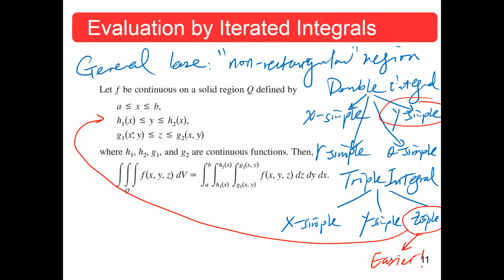So Z simple region, first of all, Z must be bounded between two functions. So Z must be between G1 function and G2 function, and those are about X and Y. And after that, you look at X and Y. One of them will be bounded between two constants. Suppose X is bounded between two constants, then Y would be bounded between two functions related to X. We'll see this more in our later examples.